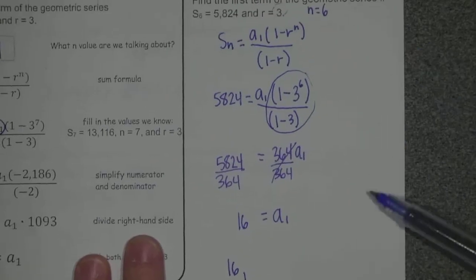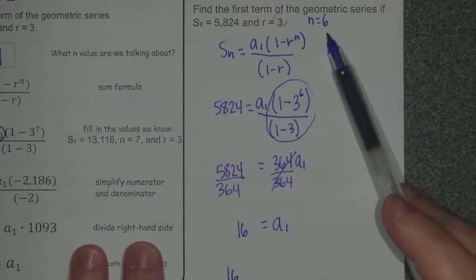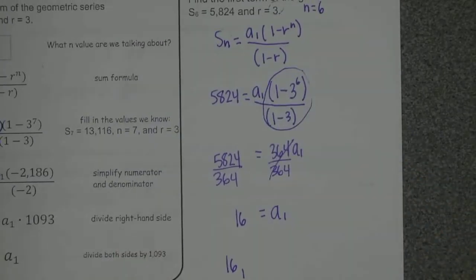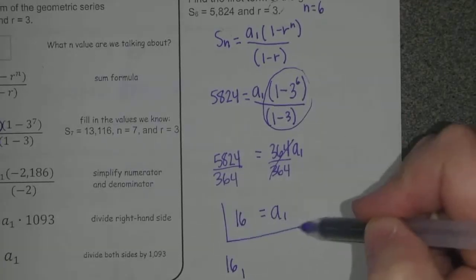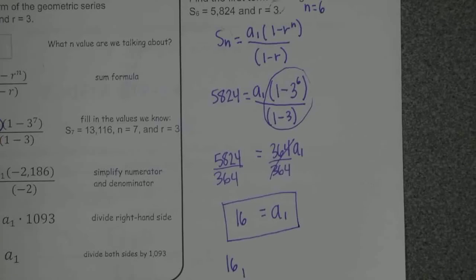So sometimes, you guys, when I am wondering did I do that right or not, I will find my first 6 terms and add them together to make sure that I did it correctly. It just depends on how confident I'm feeling on my work. But the first term on this is 16. Questions on that?